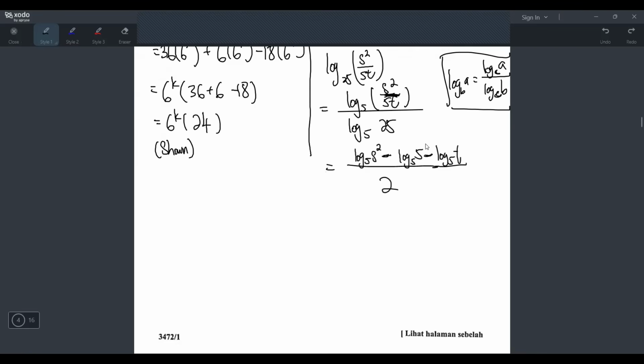But if it is at the bottom, it means divide. So that's why the divide becomes minus, right? Okay, up to here, what can the 2 do? The power. The power 2 can be written in front, right? So when you write it in front, you get the answer already. So the answer is 2 and then log s base 5.